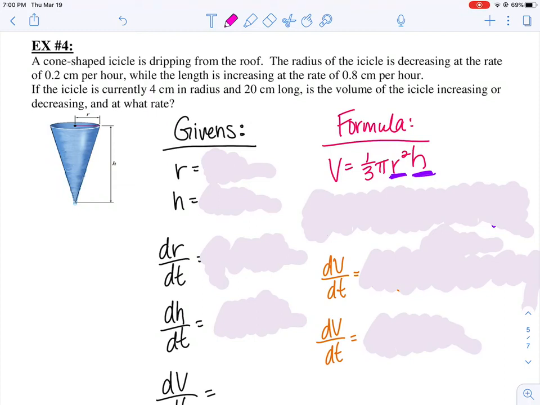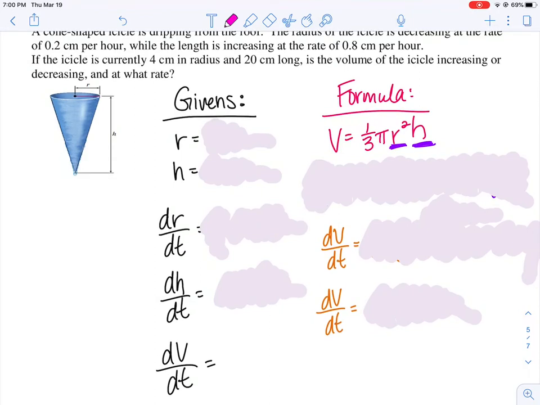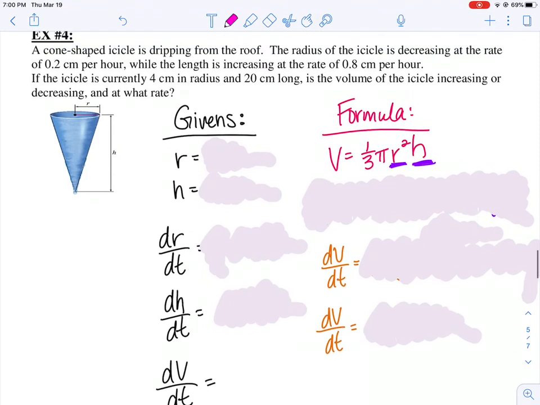Okay, lots of things are changing. If that icicle is dripping, the radius is going to change, the length is going to change, and the volume is also going to change. So we've got a lot of things going on. So let's list our givens. We've got a radius, we've got a height, we've got a rate at which the radius is changing. I'm going to call that dr dt. We have the rate at which the height of the icicle is changing, dh dt. And then we have a rate at which the volume of that icicle is going to change, dv dt. See if you can fill in as many of those givens as possible.